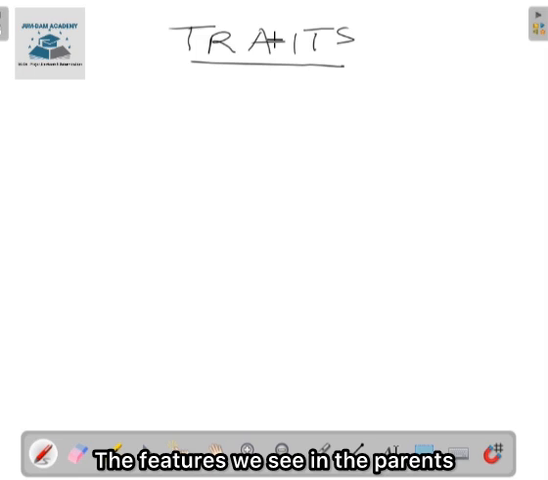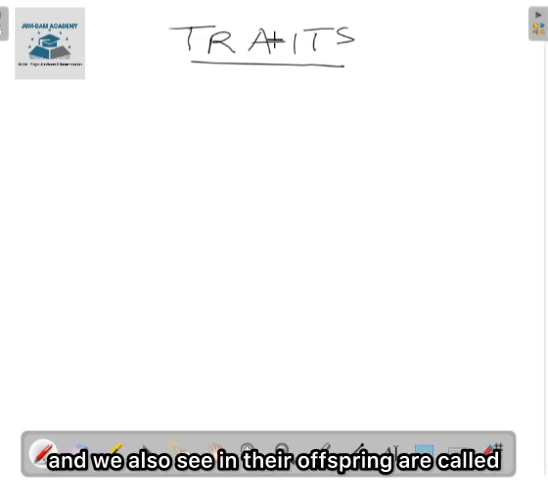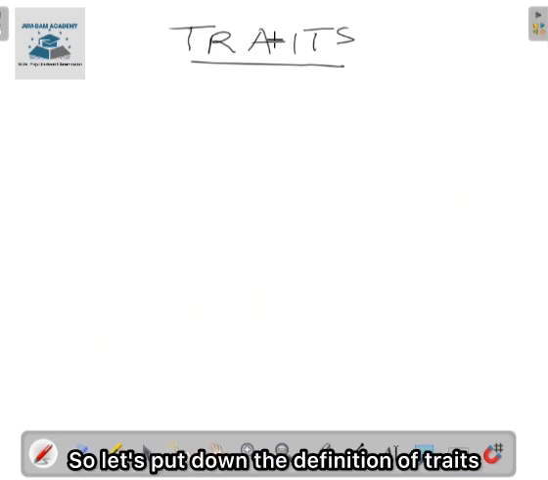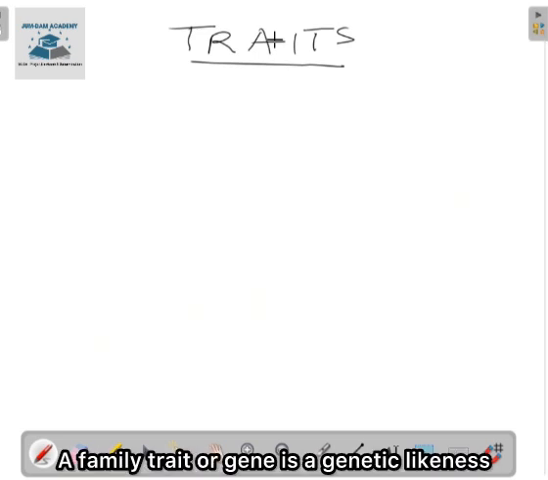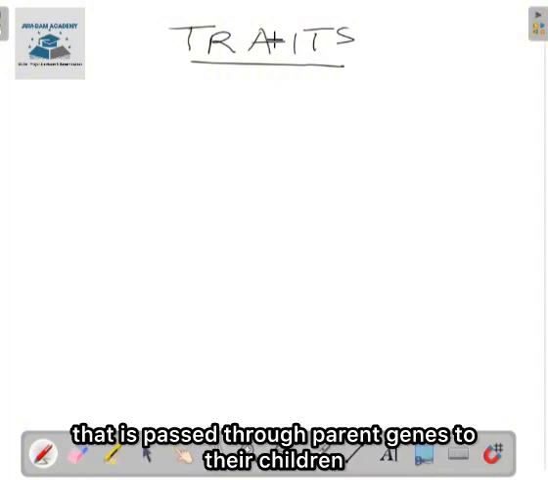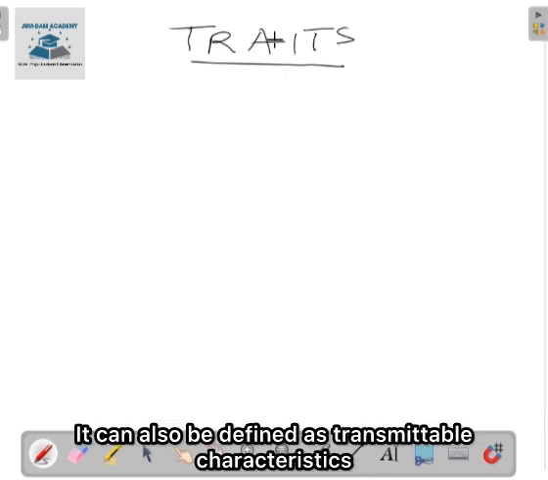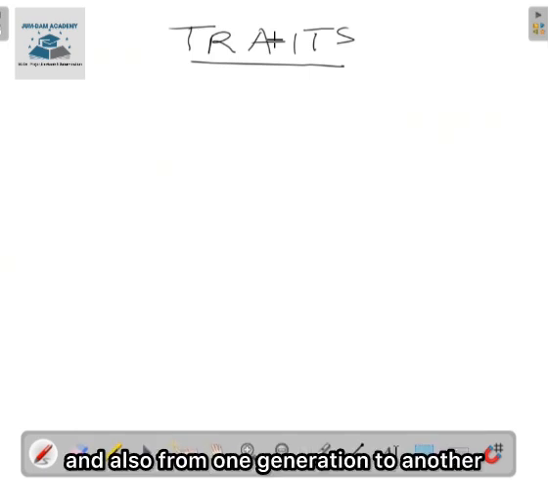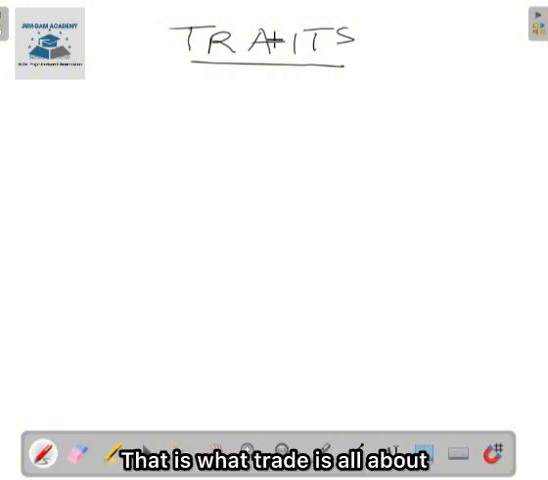The features we see in the parents and we also see in their offspring are called traits or genes. So let's put down the definition of traits. A family trait or gene is a genetic likeness that is passed through parent genes to their children. It can also be defined as transmittable characteristics passed from parents to offspring and also from one generation to another. That is what trait is all about.